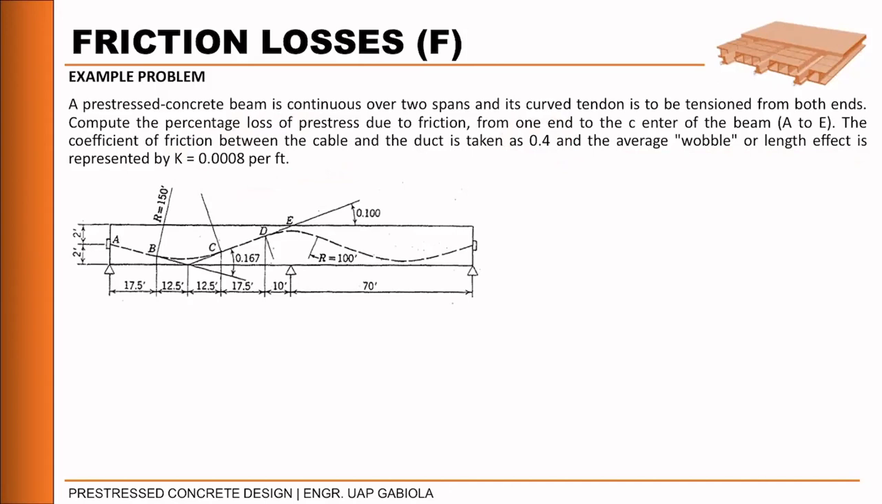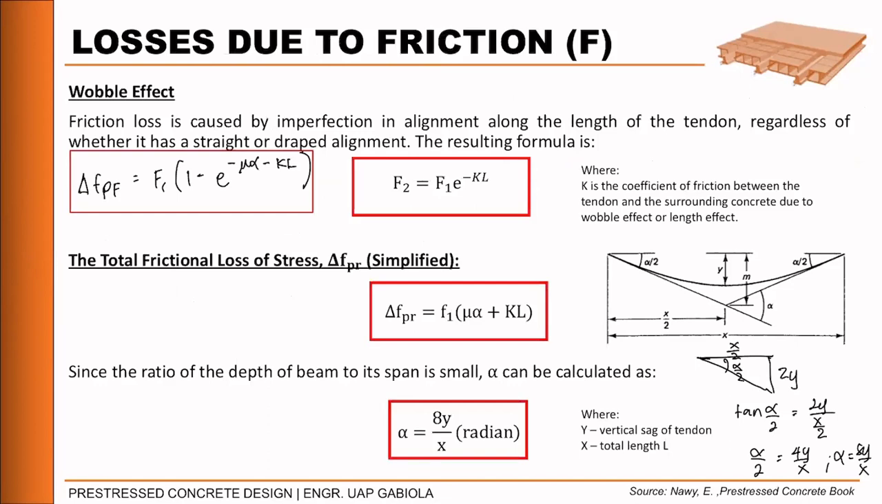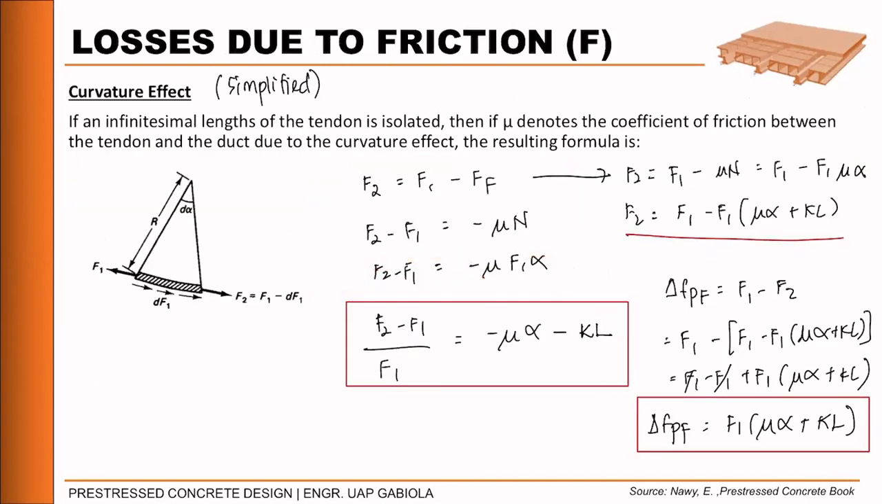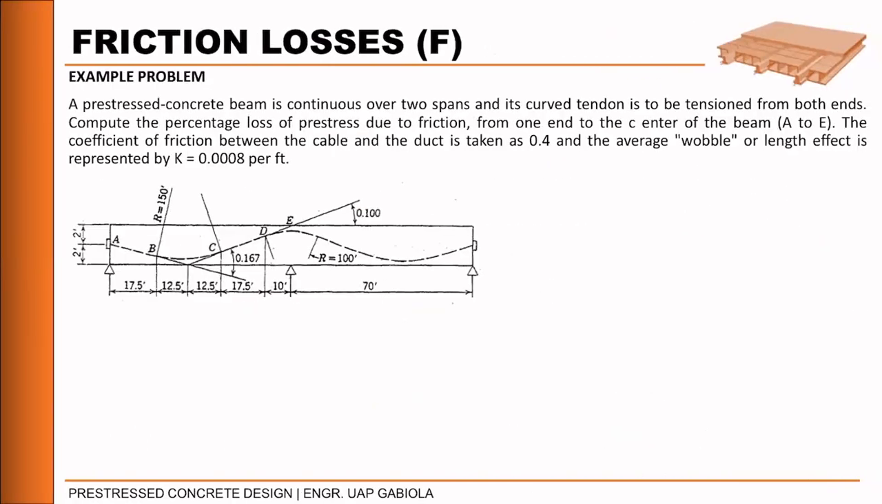So there are three methods kung paano i-solve ito. Yung first one is using yung pinaka-general estimate natin. Galing dito sa derivation natin. So itong formula na to. Okay? So ito is corresponding dun sa change in friction, yung ibig sabihin nitong ratio na to. Kaya pwede natin gamitin to. So, try natin yun dito. So, yung first one, we have F2 minus F1 over F1 is equals to negative mu alpha minus KL.